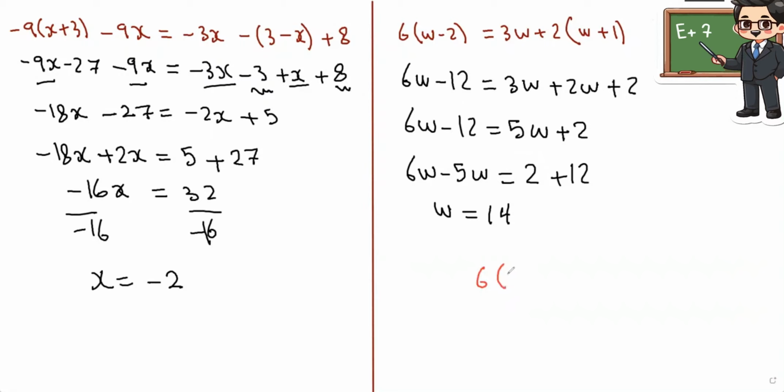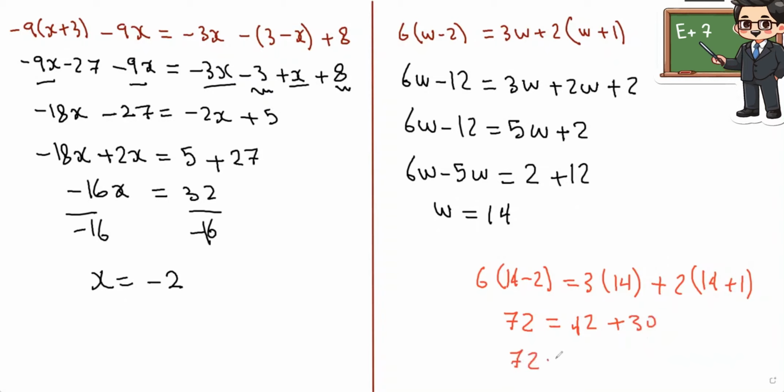So we're going to get 6 times 14 minus 2 equals 3 times 14 plus 2 times 14 plus 1. Now 14 minus 2 is 12. 6 times 12 will be 72 equals 3 times 14. That's 42, plus 14 plus 1 is 15. 15 times 2 is 30. Now 72 on the left side, and 42 plus 30 is 72. It works, and it's checked.